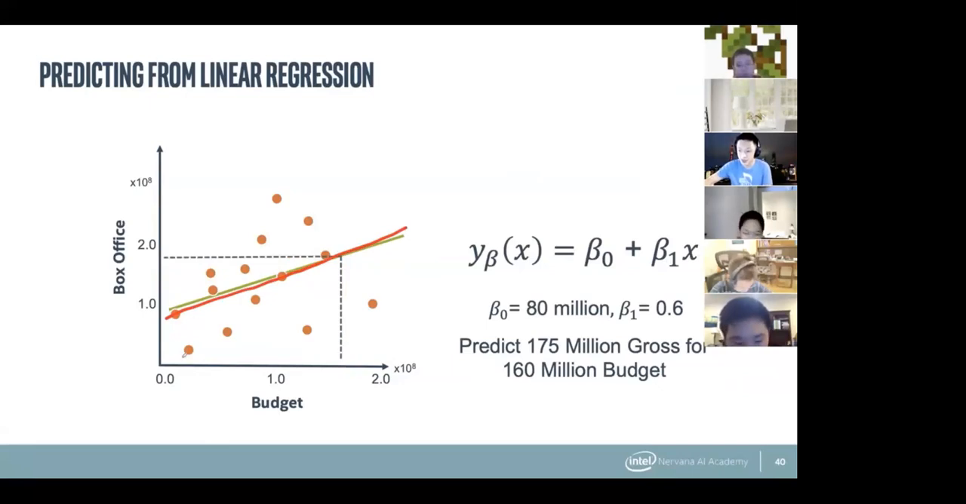Because what if the line was like this? This seems like a reasonable line, right? This seems like a reasonable regression line. Some might even argue that this is a reasonable regression line, or maybe this is a reasonable regression line, or whatever it is. So there are a lot of different possibilities for formulating this regression line. How do we find the one that does the best?